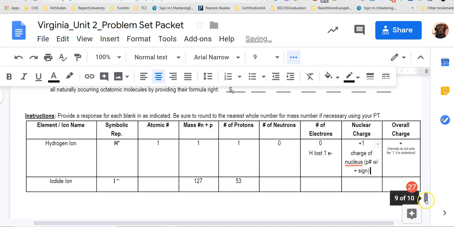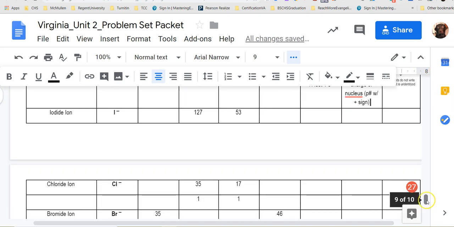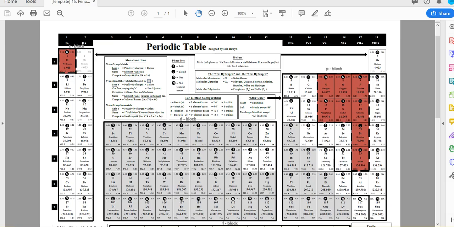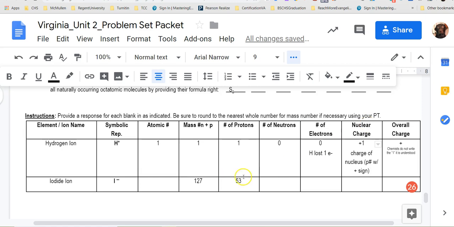So if we're going to look at iodide, we would look up on the periodic table. Iodine is atomic number 53, which we're given. So we know iodine has a 53. That's the number of protons. It's also going to be our nuclear charge, except we're going to have a plus 53 because all those protons in the nucleus have a positive charge. So that's going to be different than iodide's overall charge.